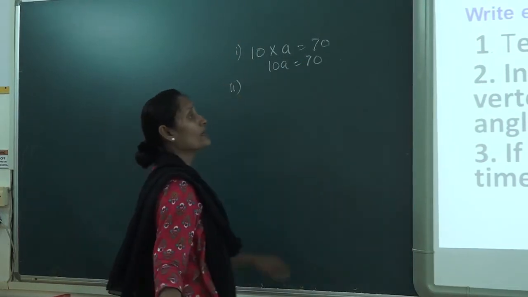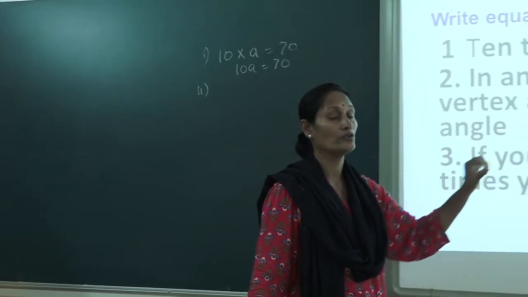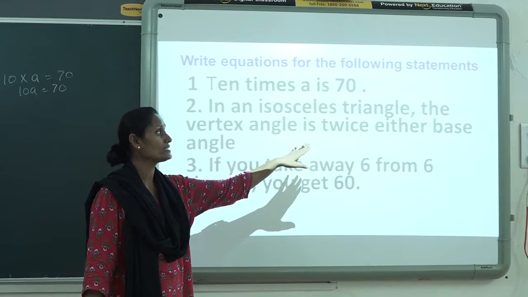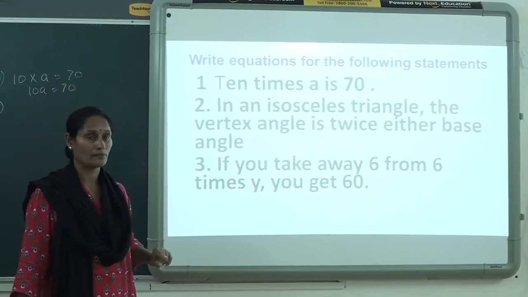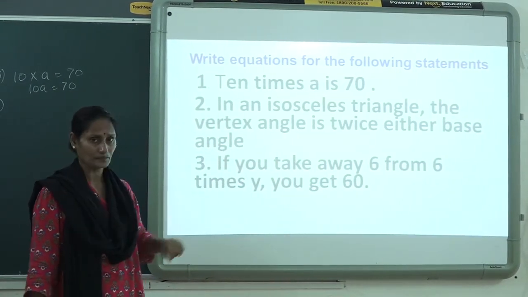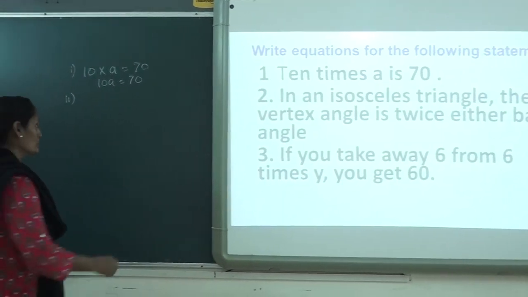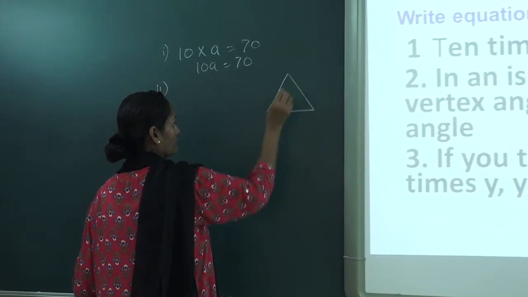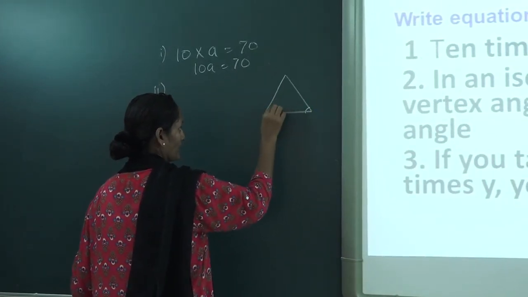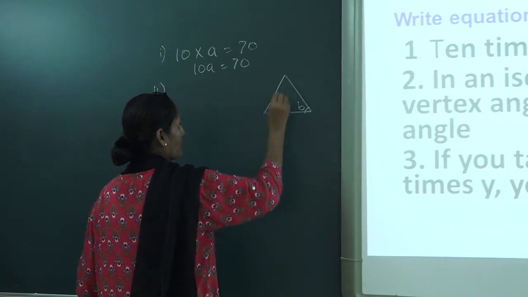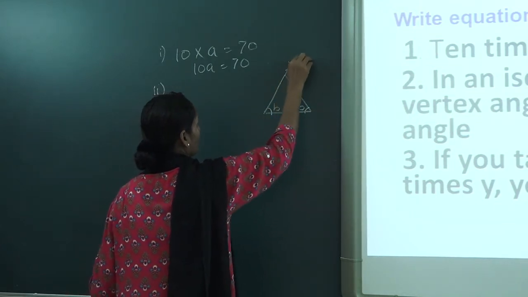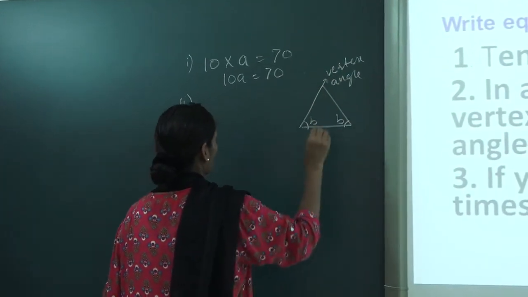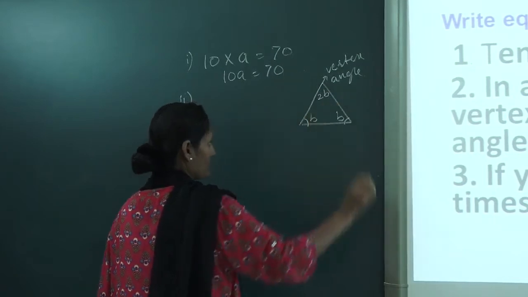Second one, in an isosceles triangle, the vertex angle is twice either base angle. Now we should know what the types of triangles are. Either means one of the two base angles. What is an isosceles triangle? I'm drawing the figure for you. This is an isosceles triangle. These are the base angles. I have taken the base angles as equal, so I have written them as B. This is our vertex angle, and the condition given is the vertex angle is twice B.